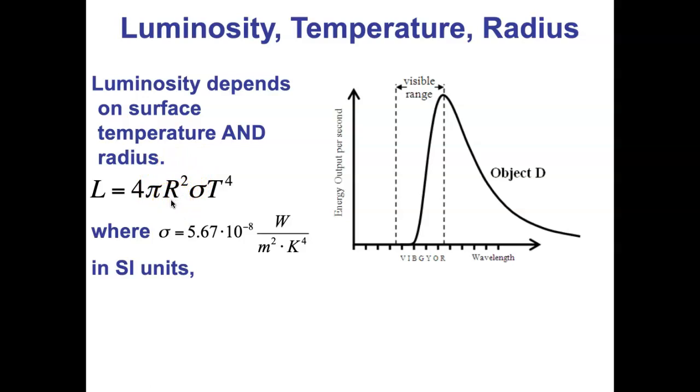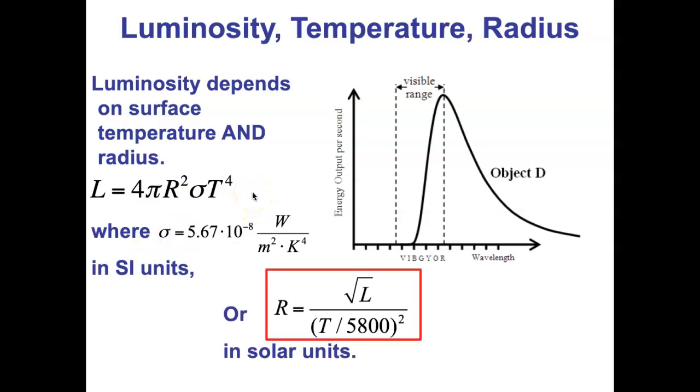Now, I'm going to do you a little favor here. I'm going to convert this equation into solar units. Instead of measuring the radius in meters, which would be ridiculous because the radius of a star in meters is a huge number, this is the relationship for the radius of a star in solar radii. In other words, how many times bigger than the sun is that star? The radius of that star in solar radii is equal to the square root of the luminosity in solar luminosities, divided by the temperature in Kelvin over 5800 Kelvin, which is the temperature of the sun, squared.